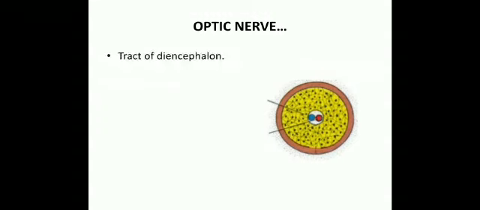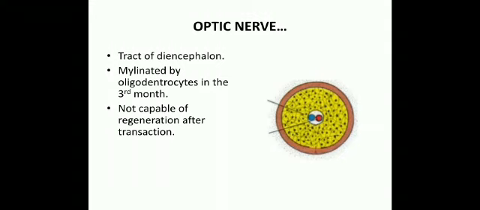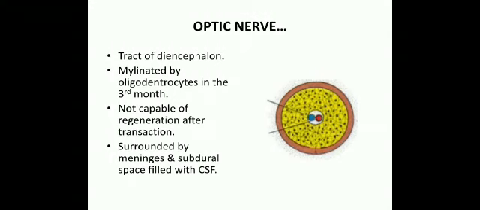The optic nerve is a tract of the diencephalon and not a peripheral nerve, because it is myelinated by the oligodendrocytes in the 3rd month, and it is not capable of regeneration after transection. It is surrounded by the meninges and the subdural space filled with cerebrospinal fluid.